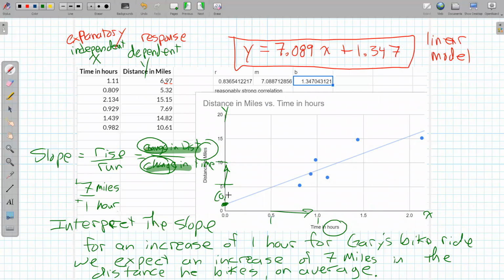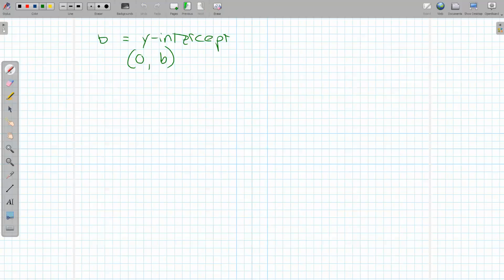If x is 0, y is about 1 is what I have right there. All right, so (0, b). In this case, it's about (0, 1). 0, those are hours. And 1, that would be miles. Now this one is not a change, it's an actual measurement for each. So if Gary bikes no hours, he should cover 1 mile.